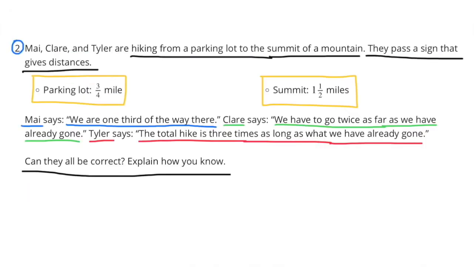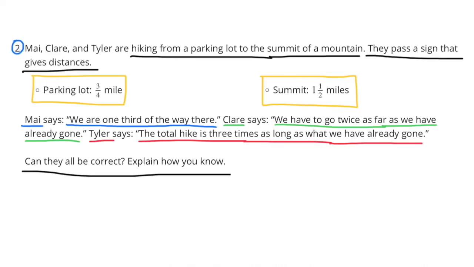Number 2. Mai, Claire, and Tyler are hiking from a parking lot to the summit of a mountain. They pass a sign that gives distances. The first sign says parking lot, 3/4 of a mile. The second sign says summit, 1½ miles.